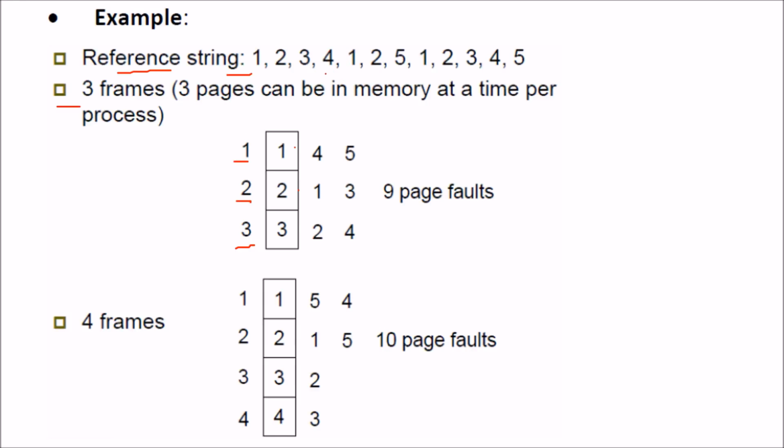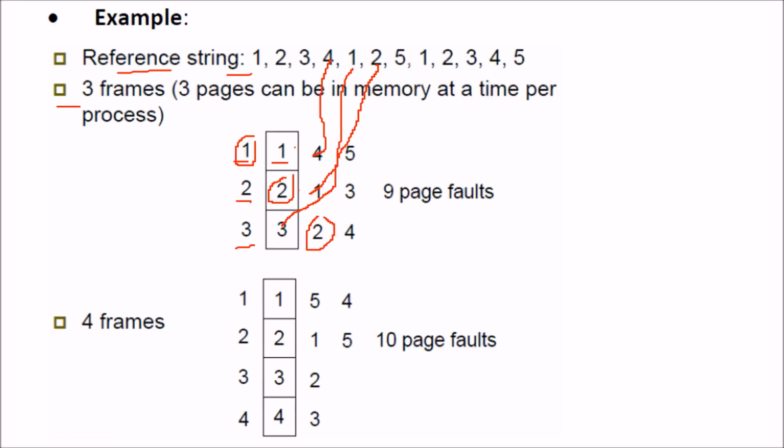Then 4 will come. The oldest one is 1, so we have to replace this 1 by 4. Now 1 will come, because we have just replaced with 4, and this is the newest one. We have to replace this 2 with this 1. Now in these 3 frames, we have 4, 1, and now 3. Now 2 will come, so we have to replace this 3 with 2.